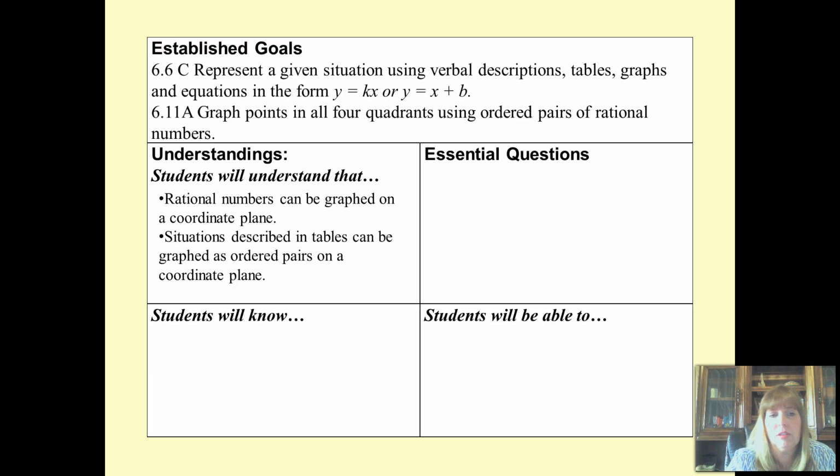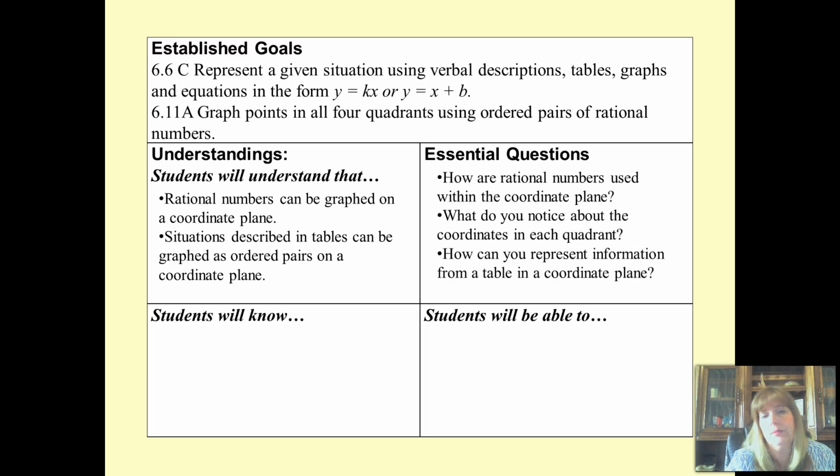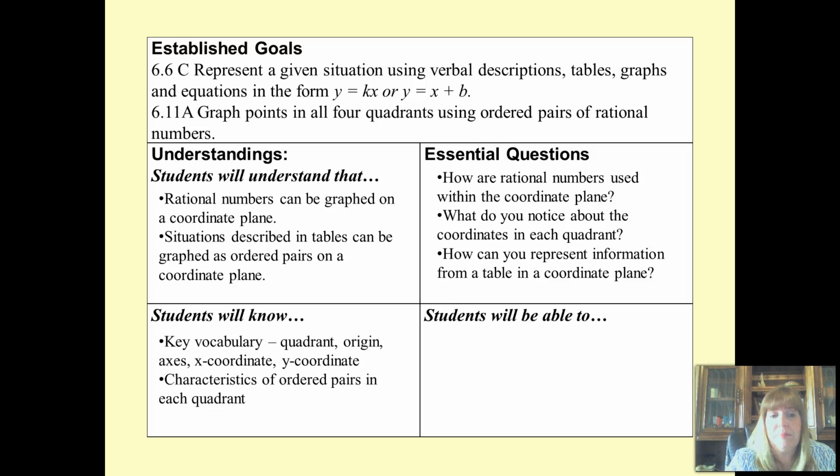All right, so what questions do we need kids to be able to answer? We want them to know how rational numbers are used within the coordinate plane. These kids are going to have to look at positive and negative numbers and fractions and decimals and figure out how they fit in. What do you notice about coordinates in each quadrant? And how can you represent information from a table in a coordinate plane? They're coming to you from 5th grade with a knowledge of quadrant 1. That's all they've had experience with. And so this is going to be some brand new learning for them.